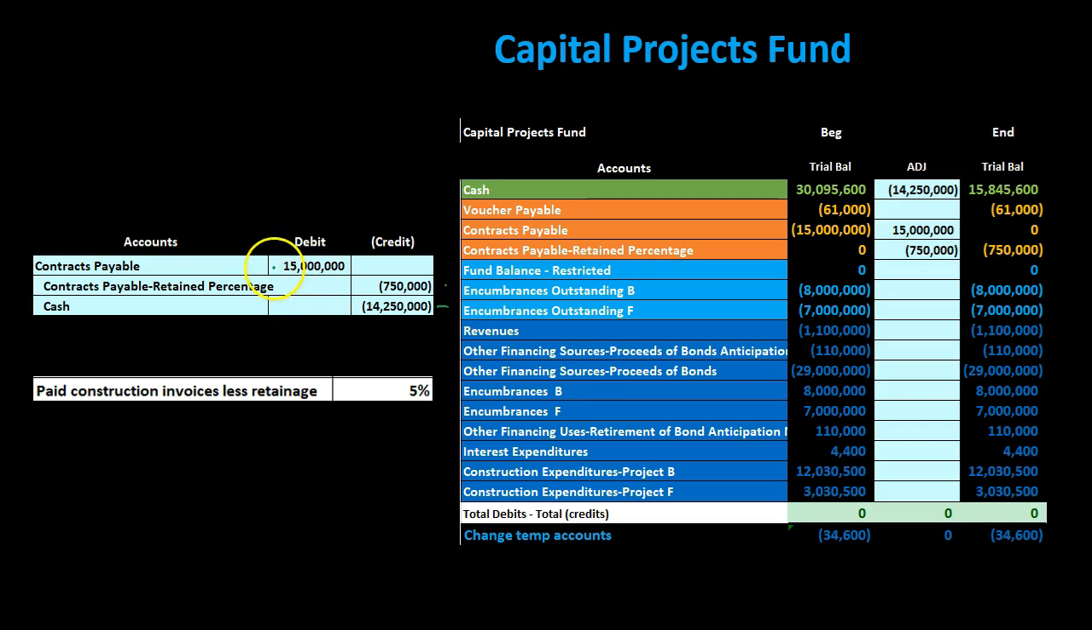So here we have that. Once again, contracts payable is going to be debited, making it go down to 0. We're going to retain 750 retained. Then we have the cash being credited, decreasing the cash amount.